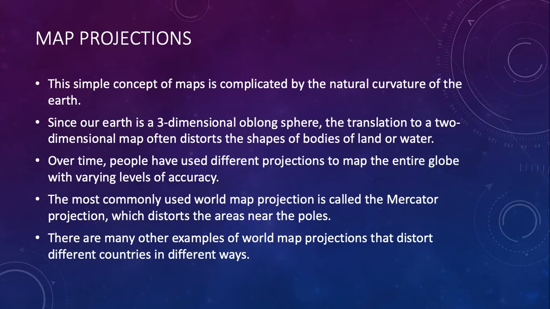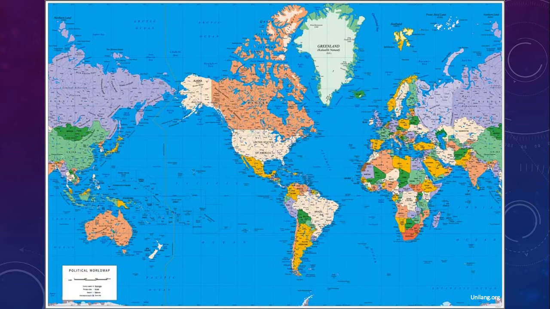So this simple concept of maps is complicated by the natural curvature of the Earth. Since our Earth is a three-dimensional oblong sphere, the translation to a two-dimensional map often distorts the shapes of bodies of land or water. Over time, people have used different projections to map the entire globe with varying levels of accuracy. The most commonly used world map projection is called the Mercator projection, which distorts the areas near the poles. There are many other examples of world map projections that distort different countries in different ways.